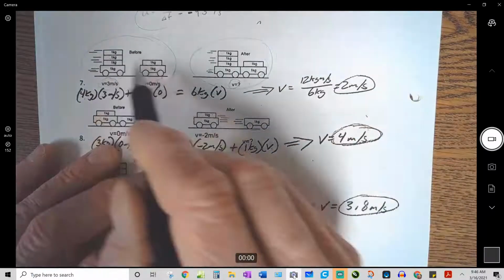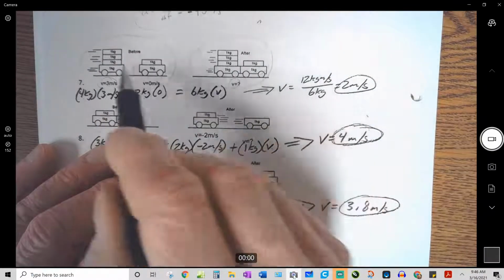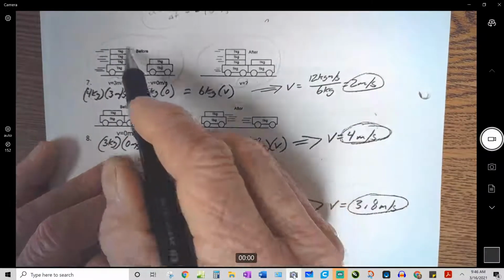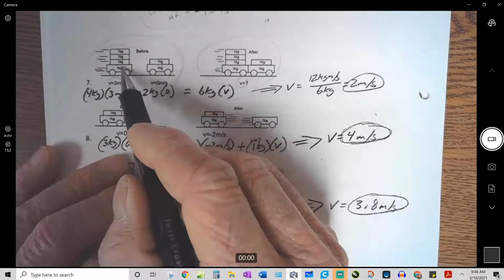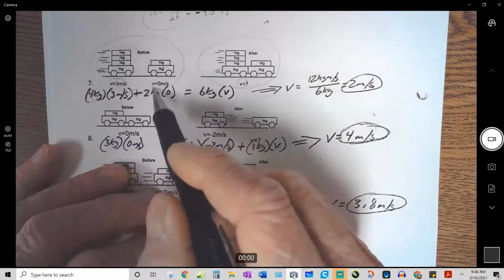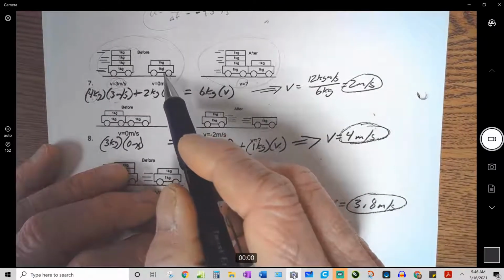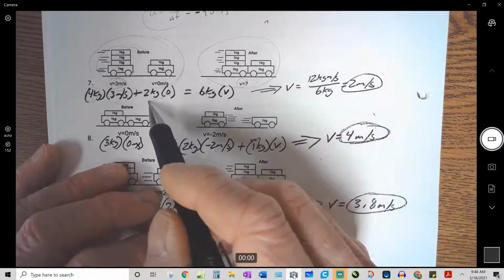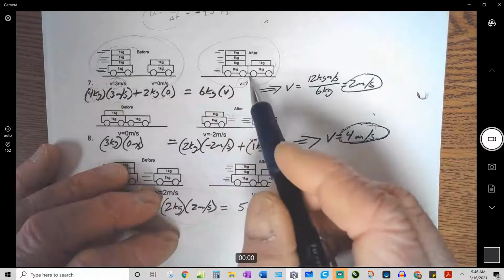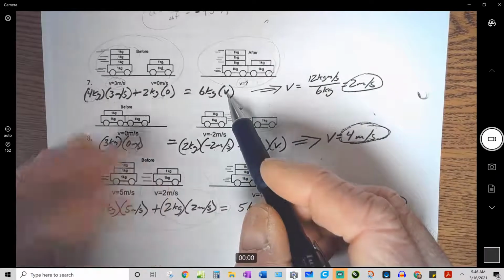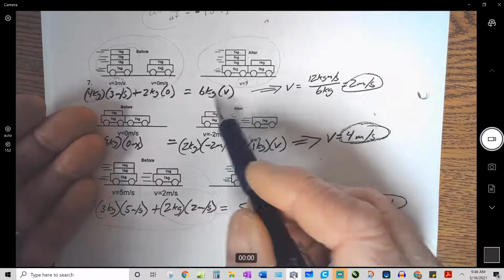So this is moving, this is still. Here, this collides with that, they stick together, they move together. In the beginning, the momentum of this is mass 4 times velocity 3, so that's going to be 12. And the momentum of this is 2 times 0 because it's not moving. So the total momentum is 12. And in the end, the mass is 6, the velocity is v, so the momentum is 6v.